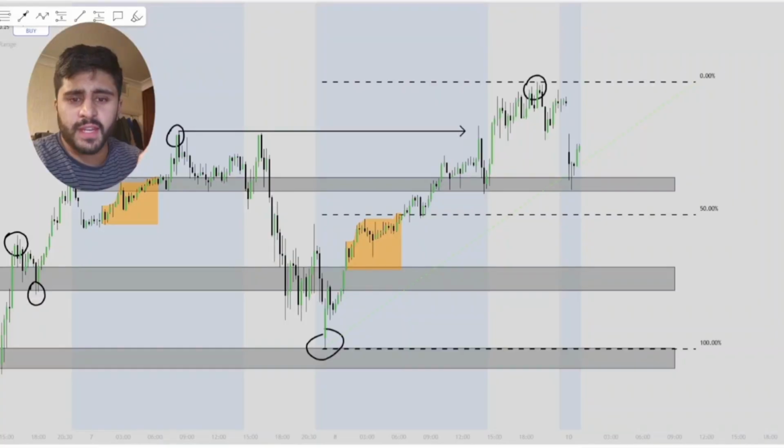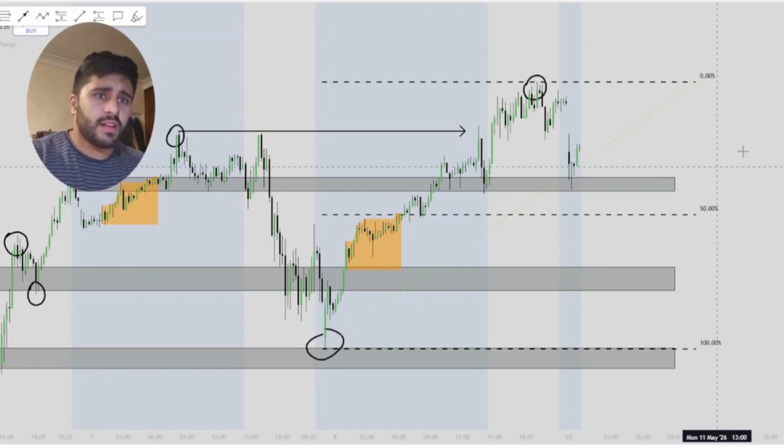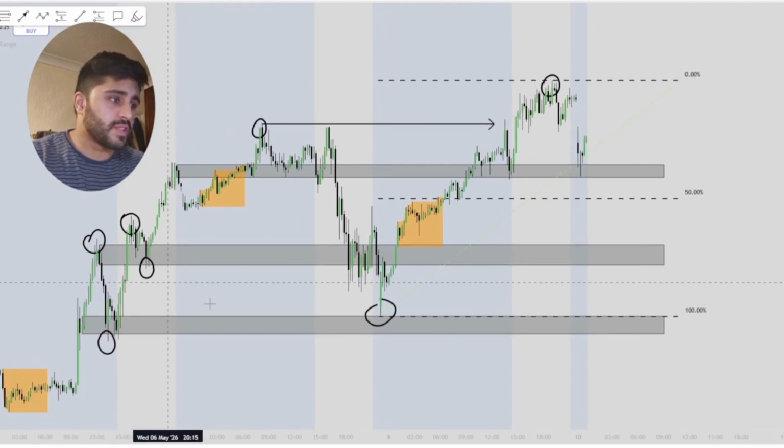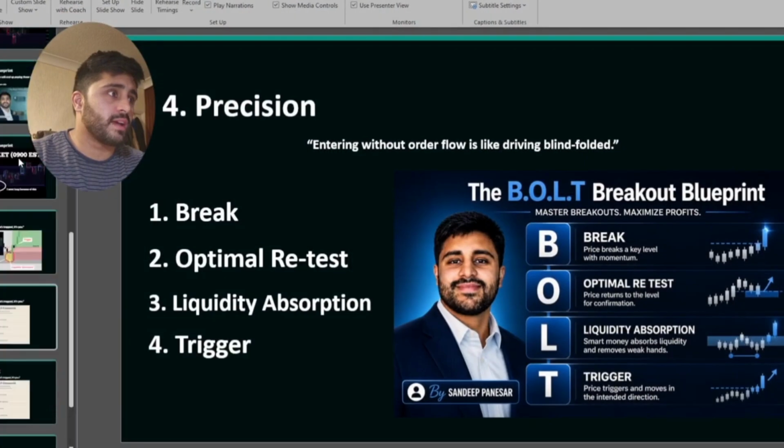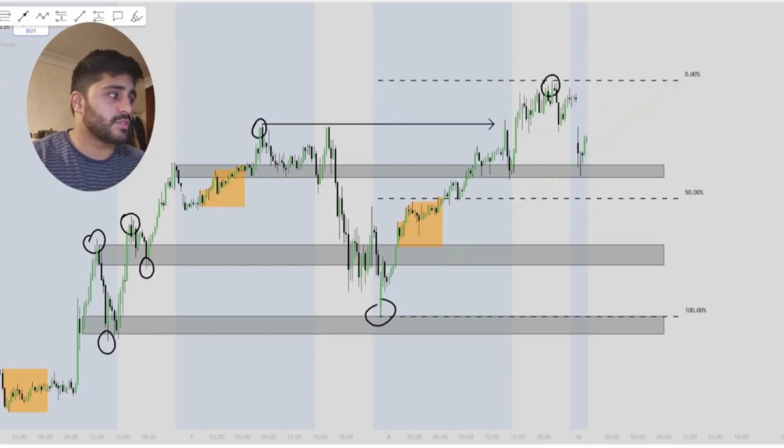Back to the video. Getting into the charts right now, this is the 15-minute time frame on ES futures. I'm going to show you how I use those 4 Ps we were talking about to take this $1,065 trade on Friday the 8th of May. So breaking things down, let's first go through our first process. So our first process we had was, if you remember, let's go back to here, positioning. So how do you position yourself as a trader?